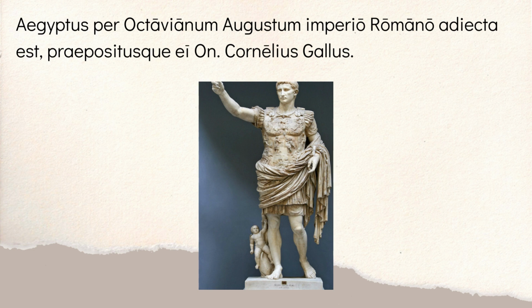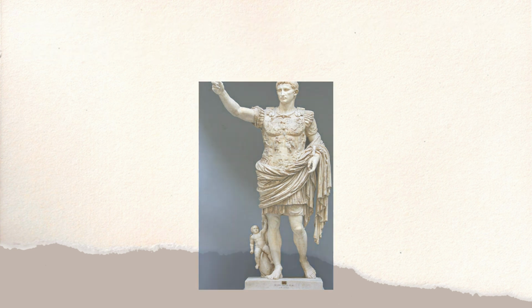And Cornelius Gallus, right, is this famous, well-known Roman, because we know of this. He was put in command, you could say, of it, right? So that's kind of what's going on with the praepositus A, right? He was put in command of it, so he's the governor.